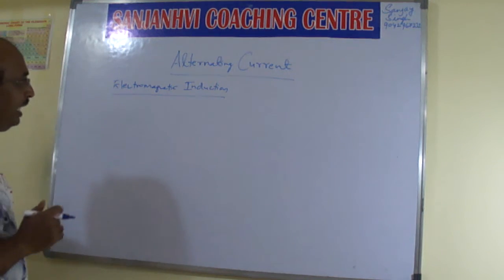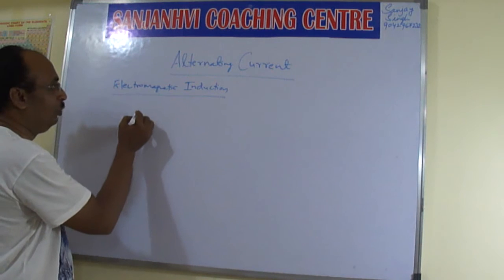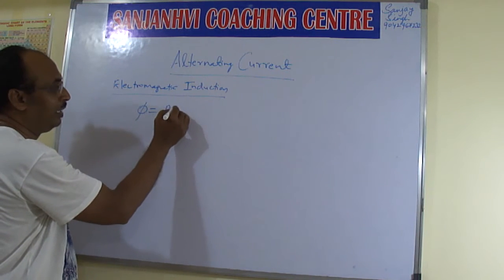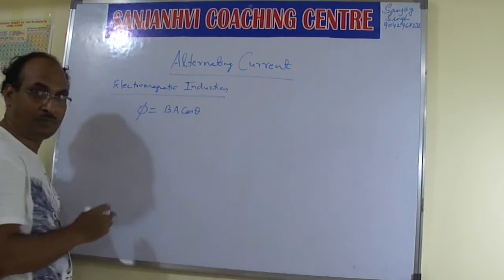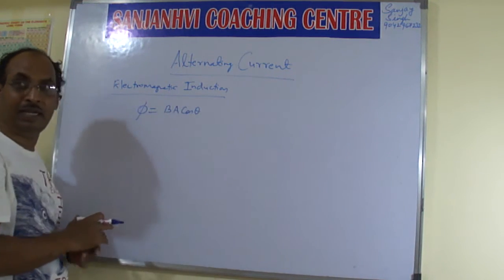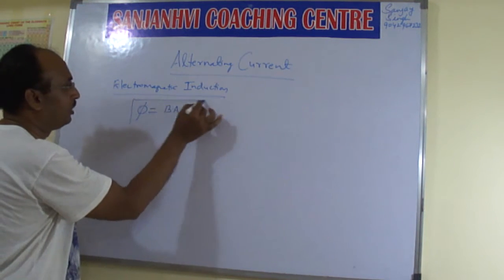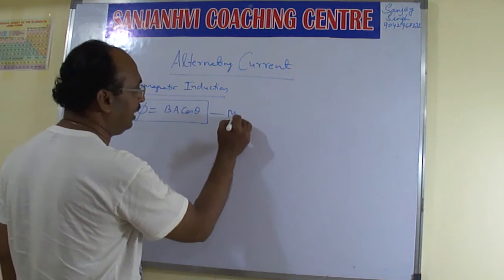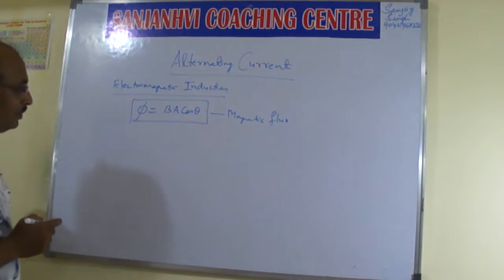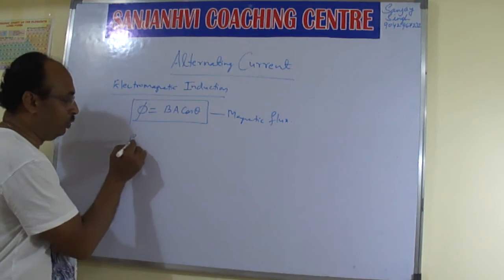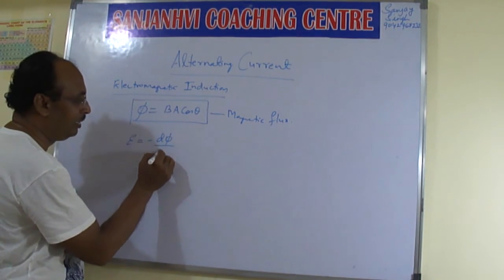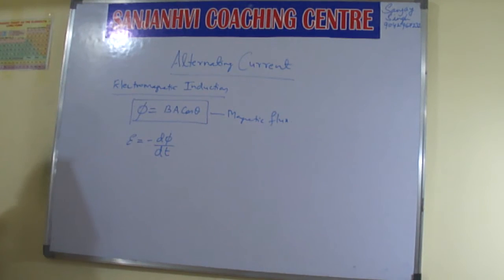So we already saw how that induced EMF arises. The magnetic flux was BA cos theta, the dot product of the magnetic field B and the area vector, where theta is the angle between them. And the induced EMF, denoted by epsilon, was minus d phi by dt.